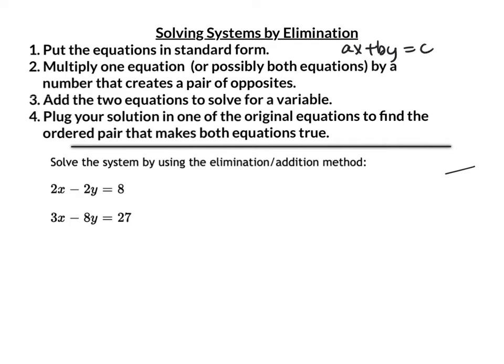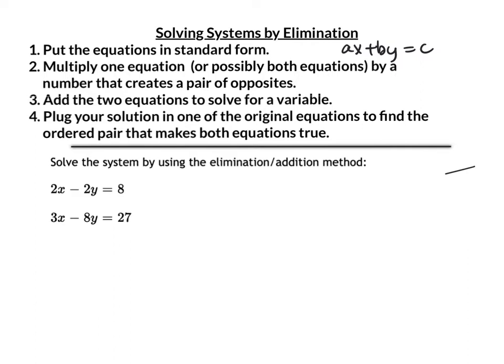Then we're going to take one of those two equations and multiply. Sometimes you have to use both equations, but usually just one. Multiply by a number that creates a pair of opposites. We want either the x's to be opposites or the y's to be opposites. And the reason we want opposites is we can then add the two equations. And what do opposites add to? 0. That makes them gone. They're eliminated.